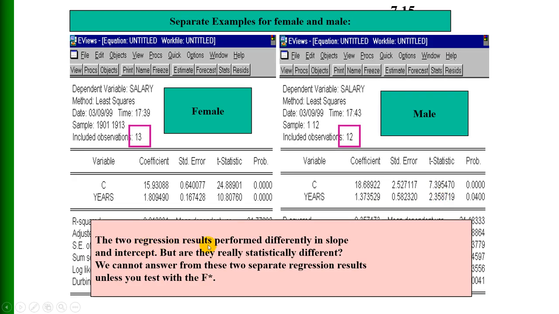Now the two regression results performed differently in slope and intercept. That is, this slope is different than this, and this constant is different than this. But are they really statistically different? We cannot answer from these two separate regression results unless we test with the F test.